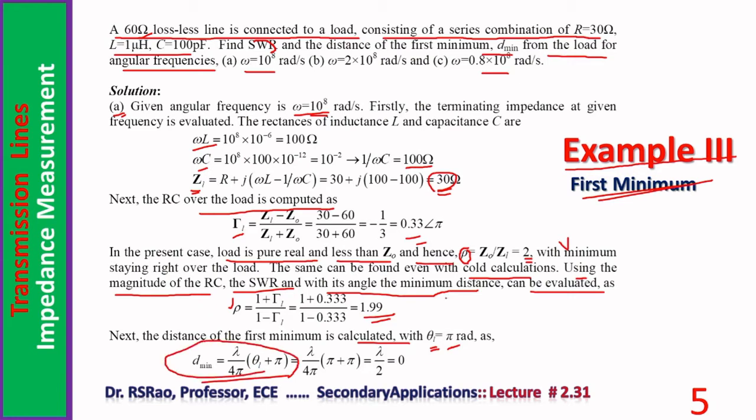So here the point is this: without going for these formulas, one can estimate rho as 2, and the load is less than the characteristic impedance of the line and the load is real. From these two pieces of information, one can know that the voltage minimum in the standing wave pattern stands exactly over the load. So the first voltage minimum distance becomes 0. The same thing you can find by performing calculations also.